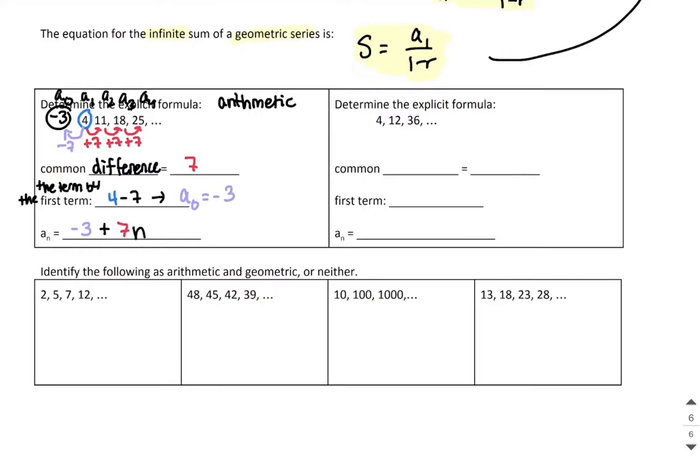For the second list of numbers, I want to determine the pattern as I go from term to term. I'm multiplying by 3 each time, which means this is geometric. I know I have then a common ratio, and the common ratio here is 3. The first term, now I do want to use the first term since it's geometric. The first term is equal to 4. And so my explicit formula is 4 times 3 raised to the n minus 1 power.